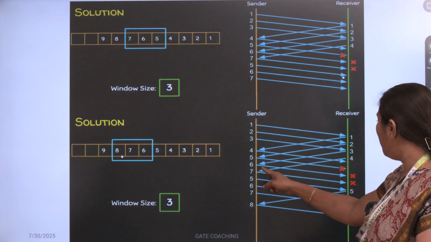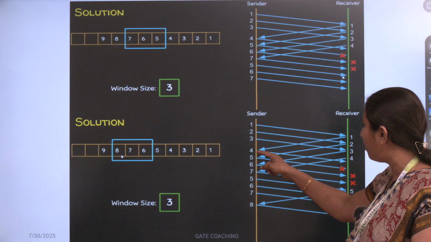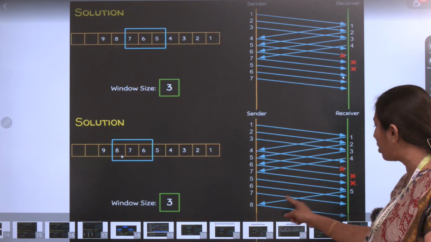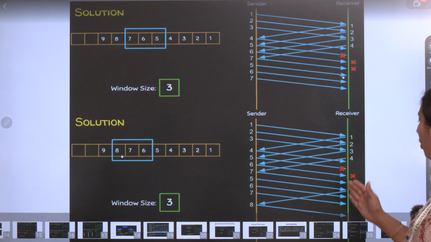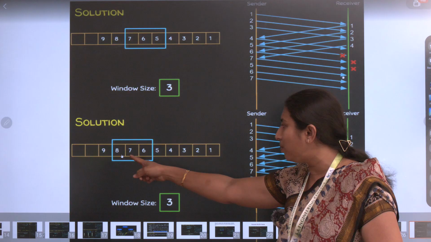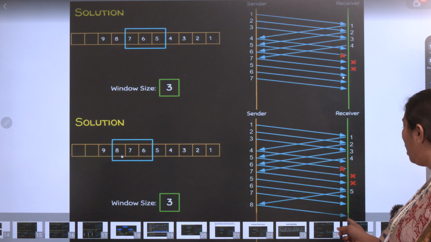Now this is not the fifth packet actually: 1, 2, 3, 4, 5, 6, 7, this is our 8th packet. So we are receiving the acknowledgement for this packet 5. Once we have received the acknowledgement for packet 5, what are we going to do next? We are going to transfer the 8th packet from sender to the receiver.